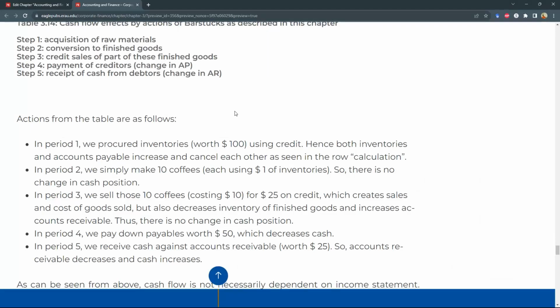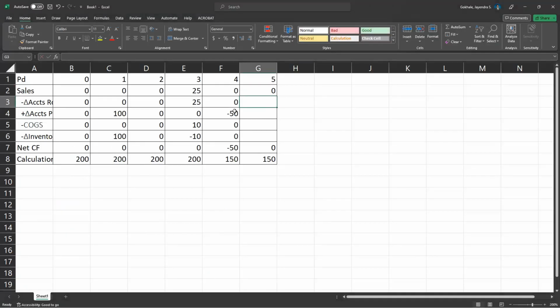In the last period, we receive cash against accounts receivable. So our accounts receivable go down because somebody has paid off their loan to us. So our cash goes up and the rest of it is all 0. So our net cash flow, or this is not a calculation, but this is cash flow, cash position, that is a more appropriate word. As soon as we get those $25, our cash position goes up by 25 from $150 to $175.